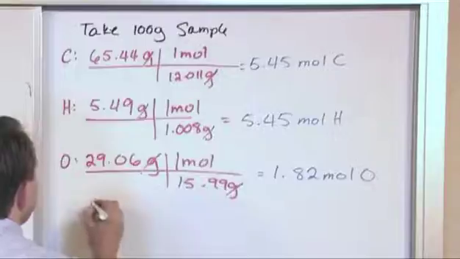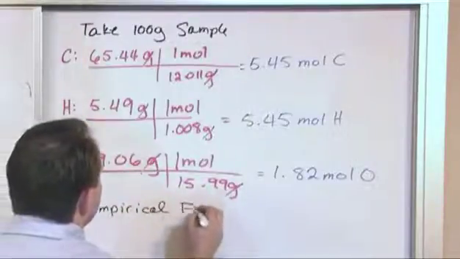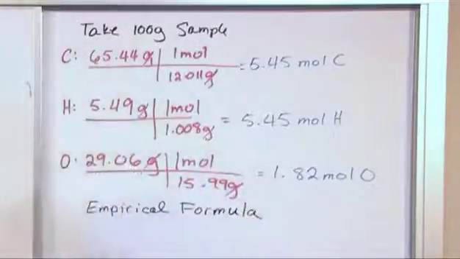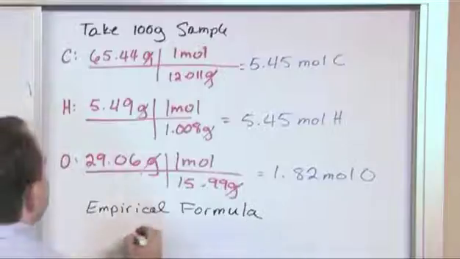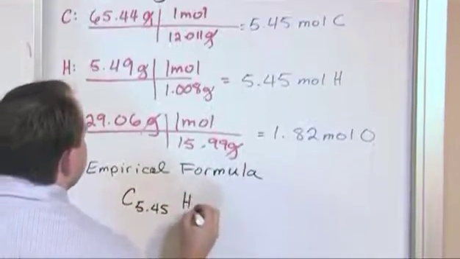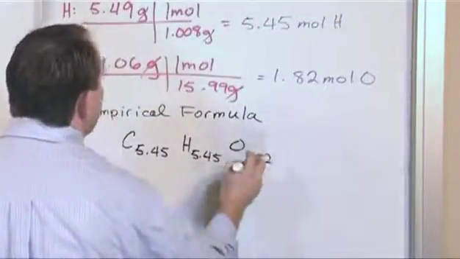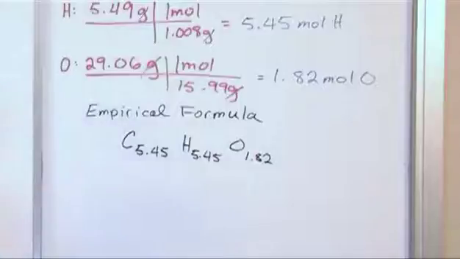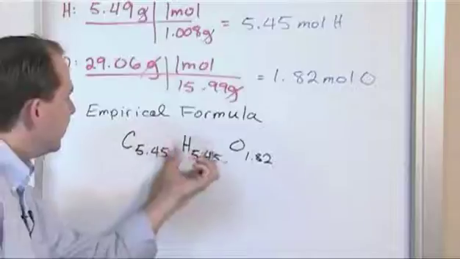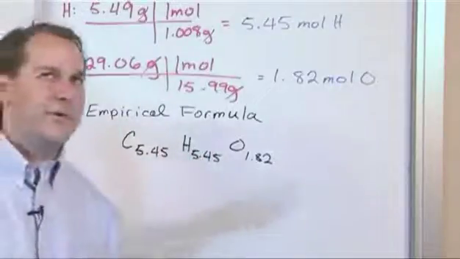So the empirical formula, which is not what the problem asked us to do, but you have to sort of map a path to the end, is C 5.45, H 5.45, O 1.82. And really and truly, this is the formula. I mean, this is telling you the ratio in moles, or in terms of atoms, from one to the other. Now, when you think about it on an atomic scale, yeah, you can't have 5.45 of an atom.